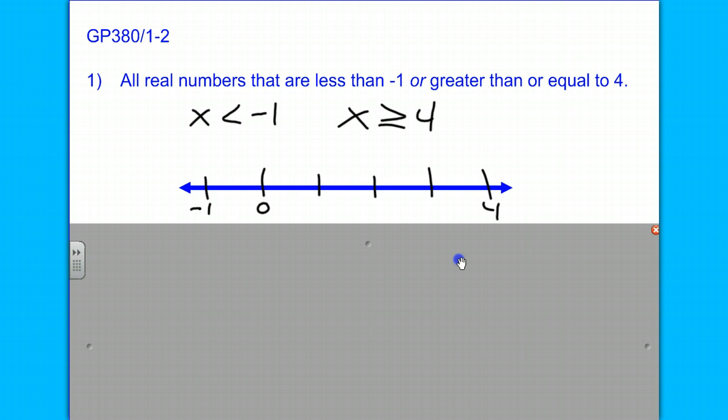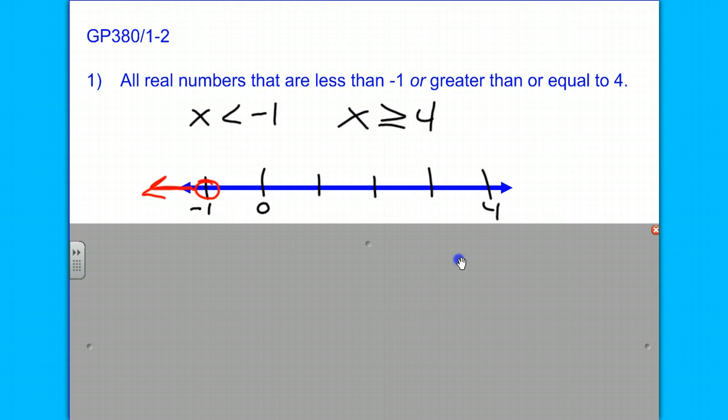So let's graph x is less than -1. What type of a dot do we have for that, Christina? An open dot. Okay, and then which way does the ray go? It goes to the left. Good, x is less than -1.